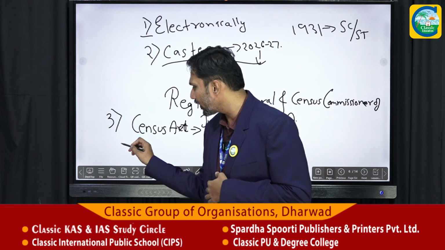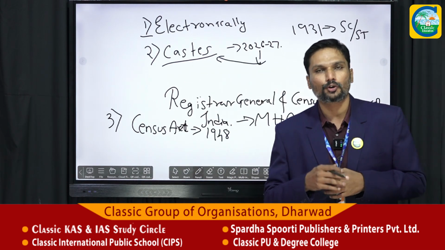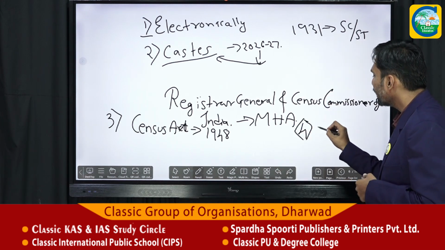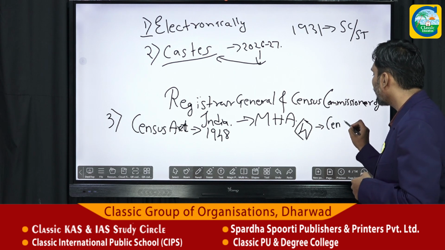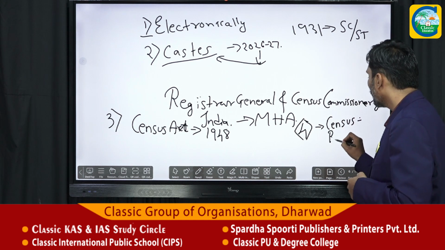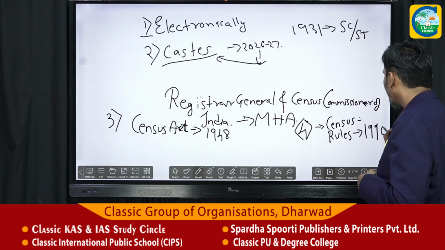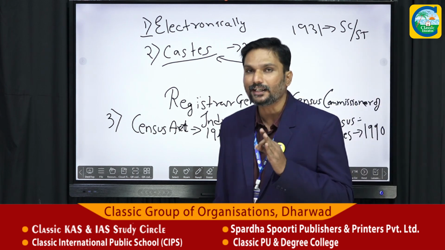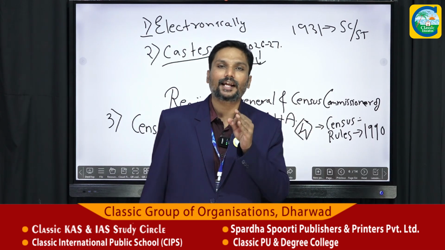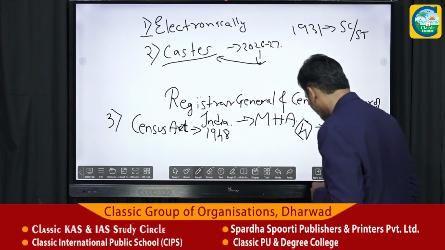Let us look at point number 4. According to this fourth point, what you will have to keep in your mind is that the census should be conducted based on the census rules, which were passed and implemented in the year 1990. The census has to be conducted according to the census rules of 1990. Is that understood? I hope that it is clear.